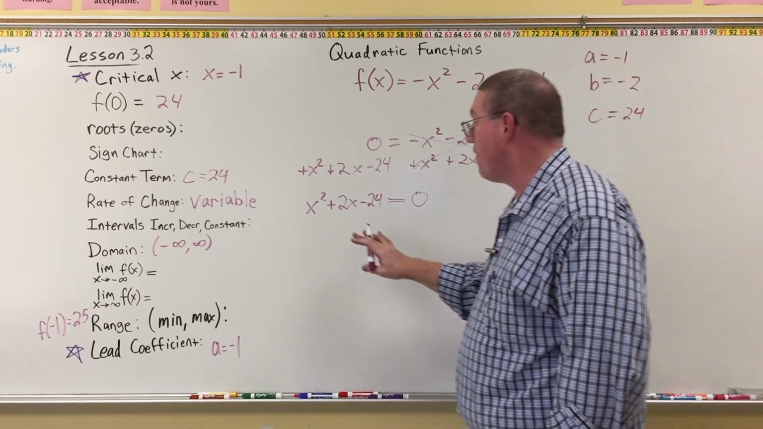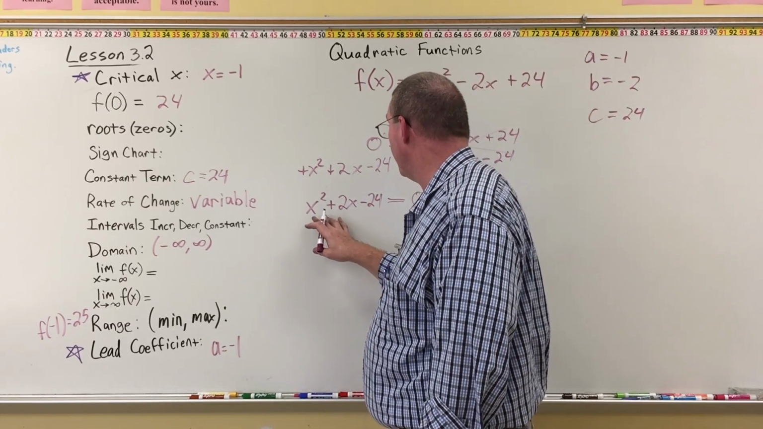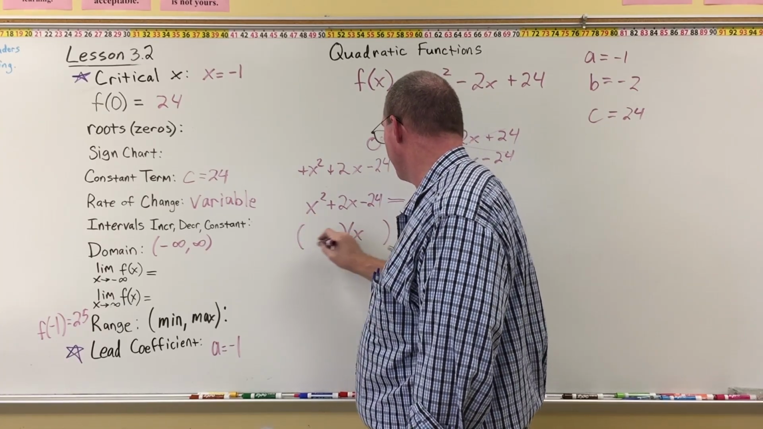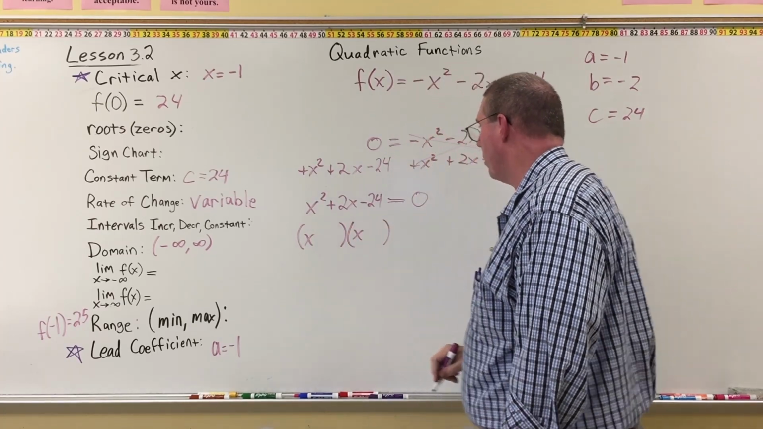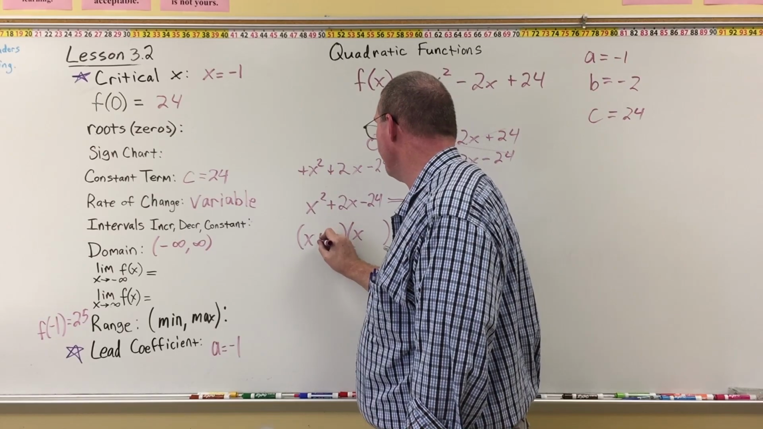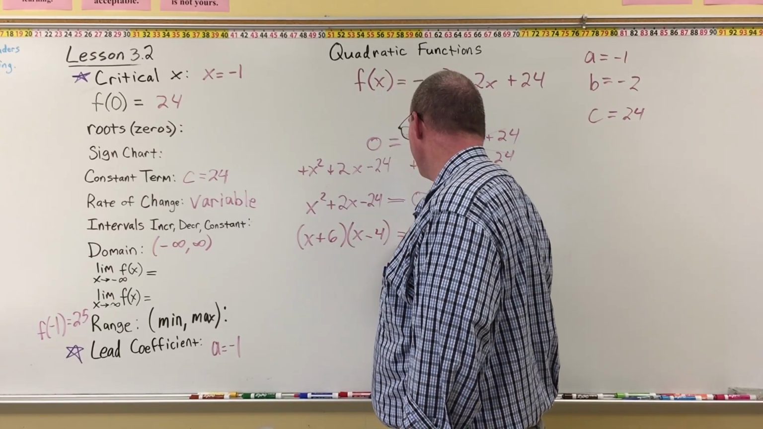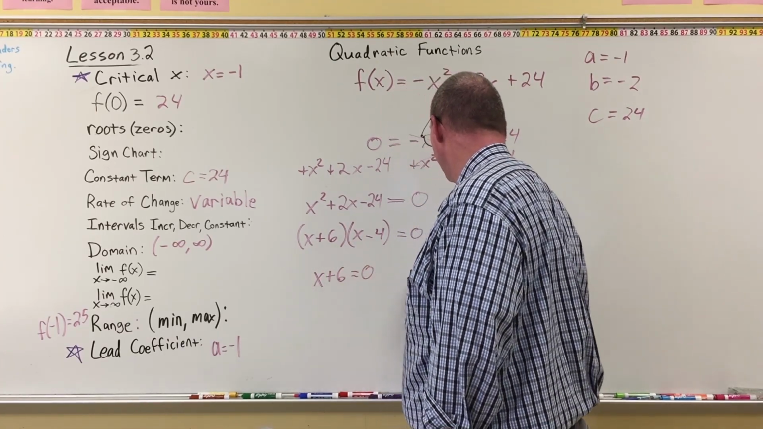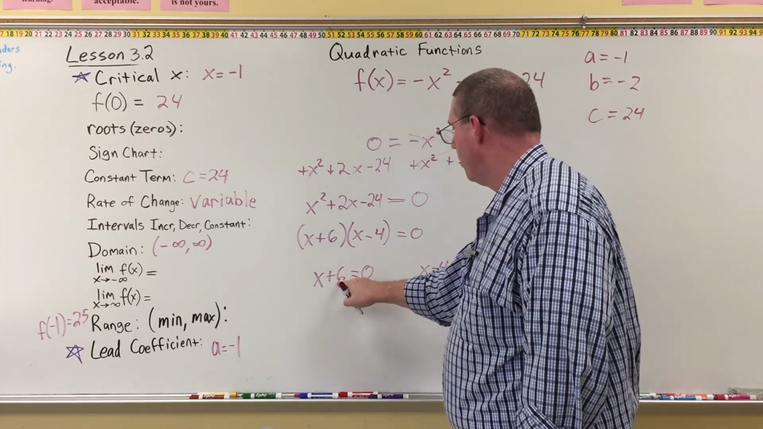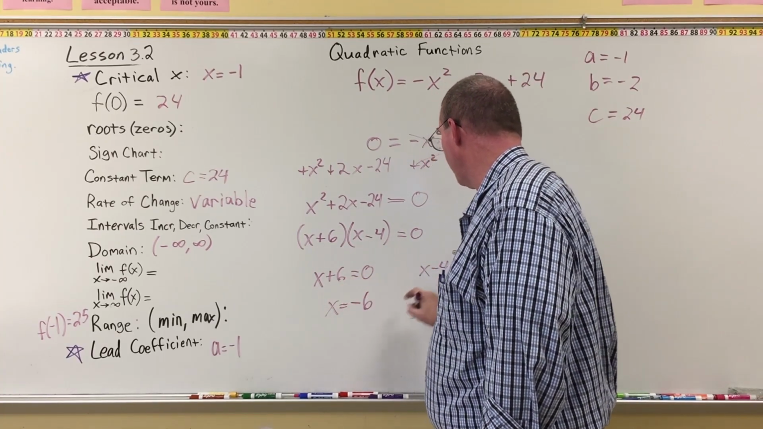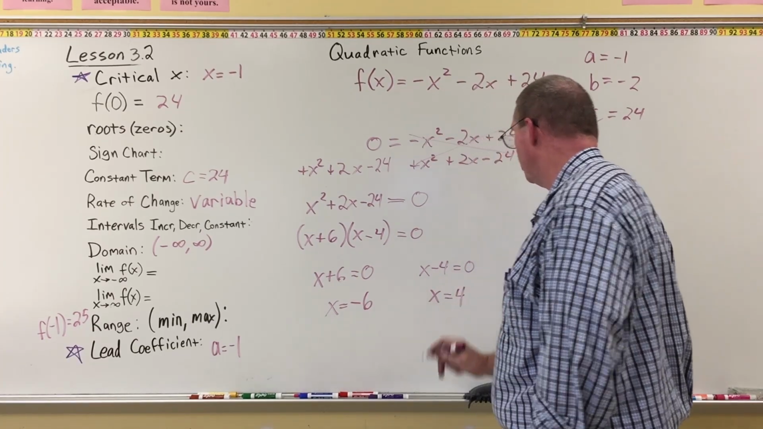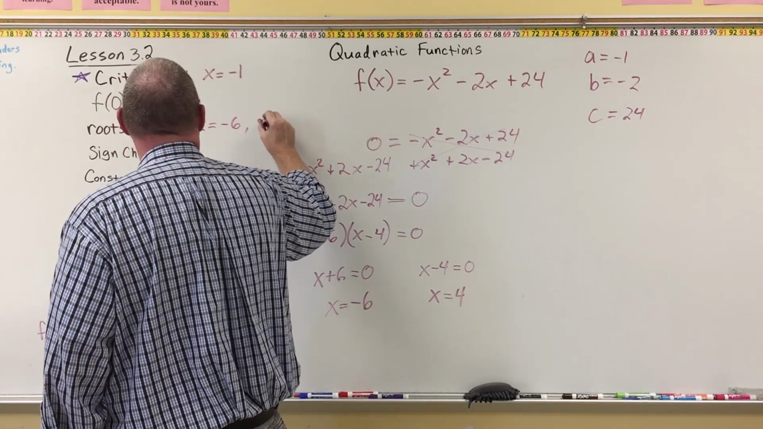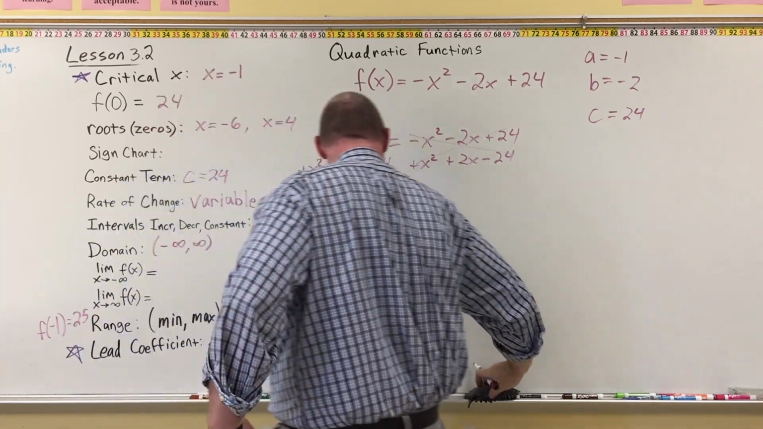And now this is factorable, okay? Factorable, so what two numbers? Well, we know that it's going to become x here and x here. Two numbers that multiply to negative 24, but add up to positive 2 are positive 6 and negative 4, equals 0. Now we're going to set each of these separately equal to 0. X plus 6 equals 0, the solution here is going to be x equals negative 6. X minus 4 equals 0, the solution here is going to be x is equal to 4. And so our roots are x equals negative 6 and x equals 4. Okay.